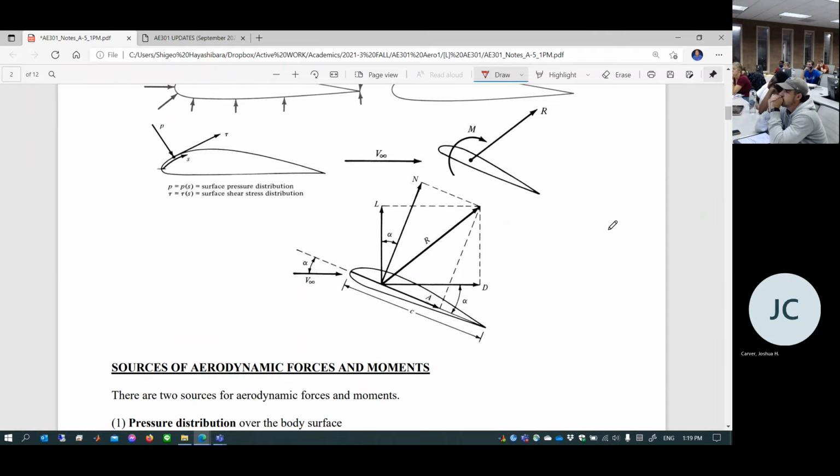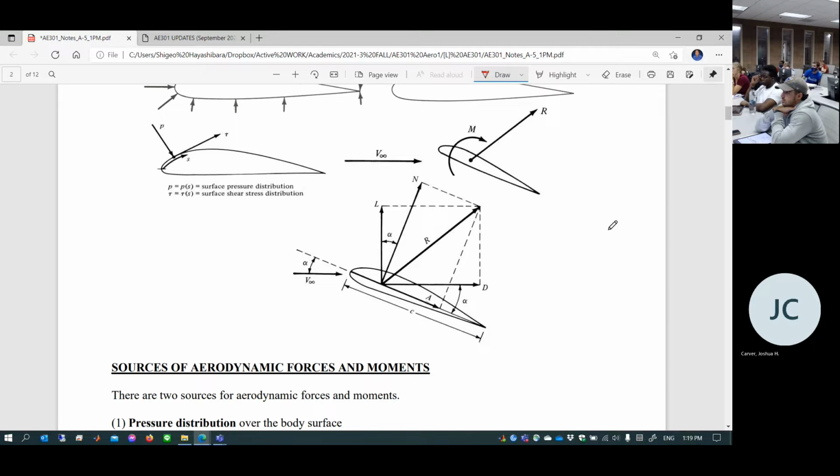So next thing, after you measure pressure and shear stress, at least you measure the pressure in real wind tunnel testing. What are you going to do now? You are going to have a pressure distribution over the surface, shear stress distribution over the surface. You're going to integrate from leading edge to trailing edge on both upper and lower surfaces. You're going to come up with a resultant of two things. This is a resultant force, resultant moment.